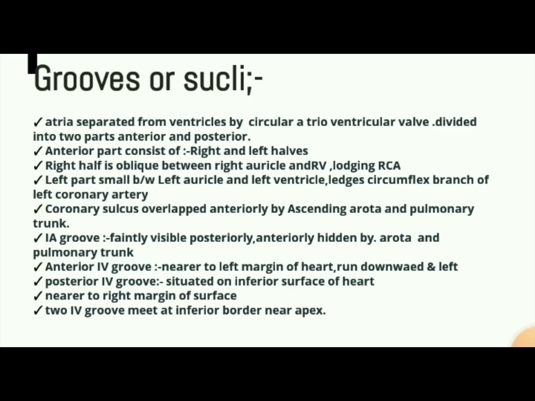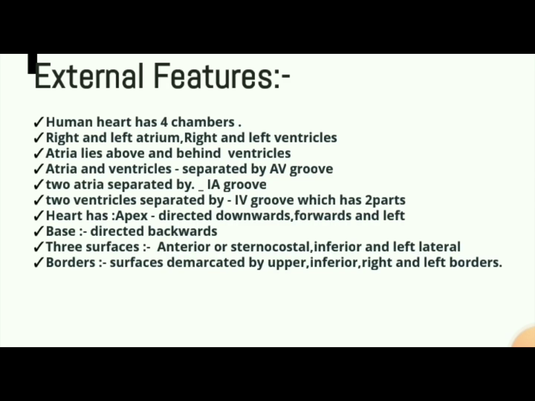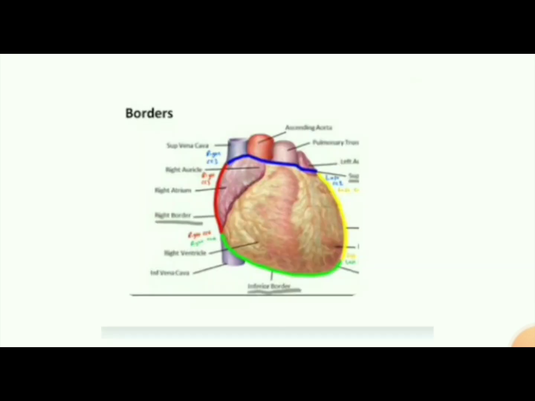Let's move on further with the features. We have discussed the base. Now we have 3 surfaces: anterior or sternocostal, inferior and left lateral. The heart has 4 borders. The surfaces are demarcated by the upper, inferior, left and right borders, as you can see here. We have an upper border, lower border, left border and right border.